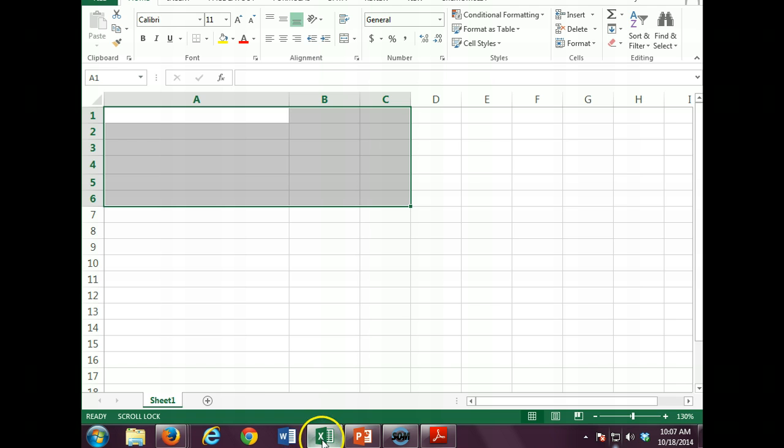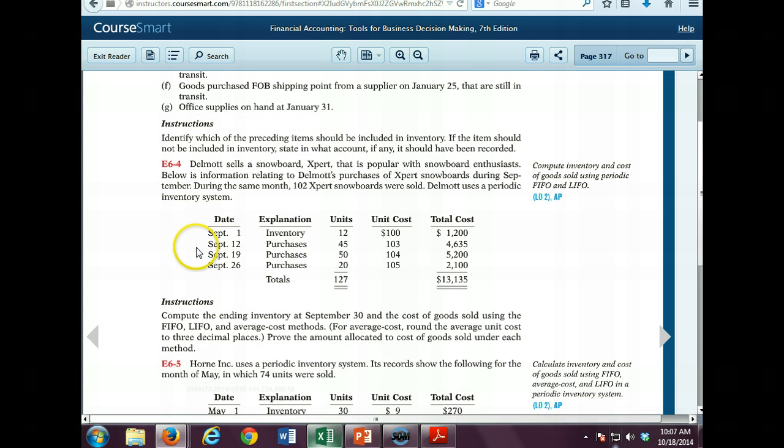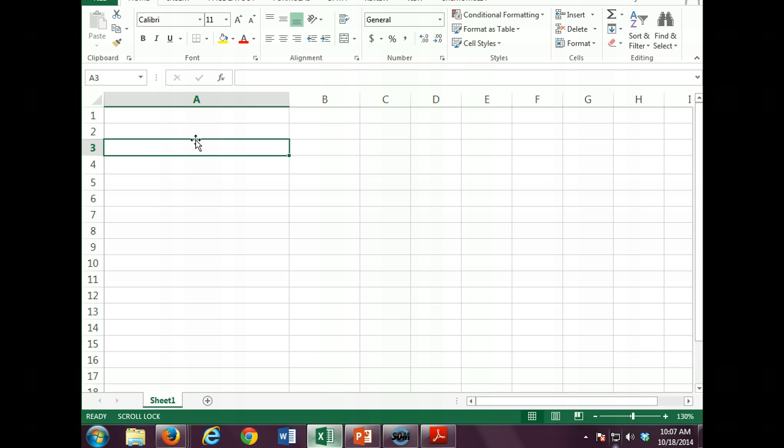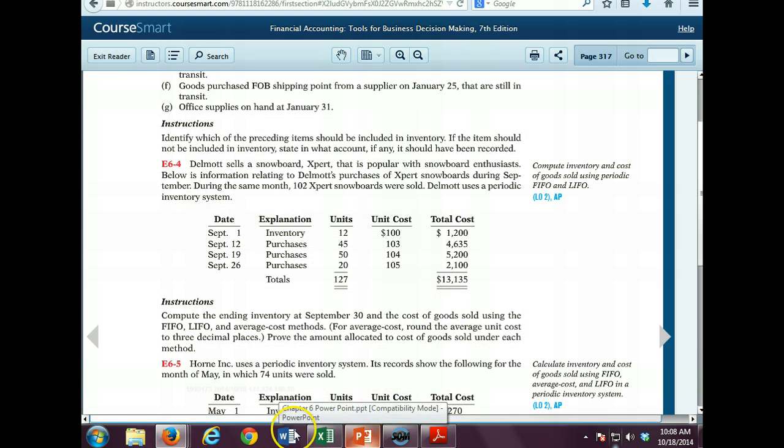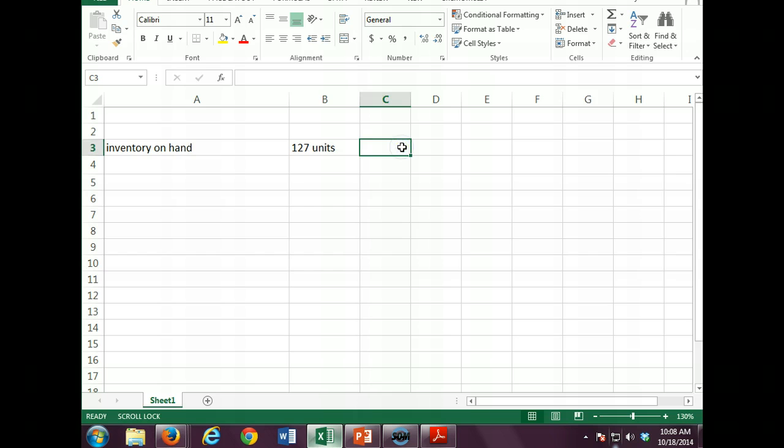Okay, so in this chart, we've got September 1st, 12; September 12th, 45; the 19th, 50; and the 26th, 20. So we have 127 units of inventory on hand, and the total of that inventory is $13,135. Okay?